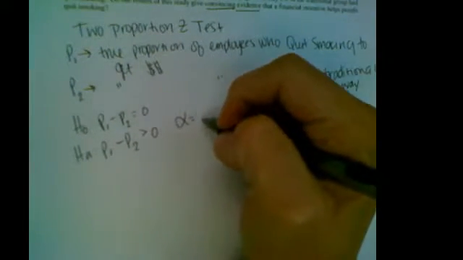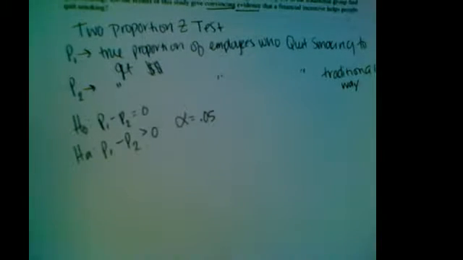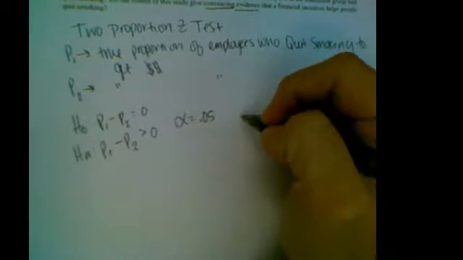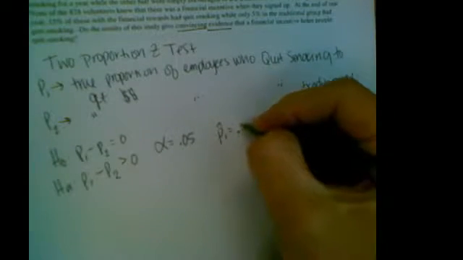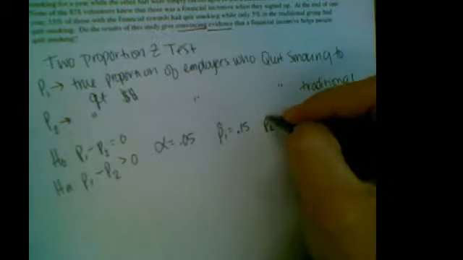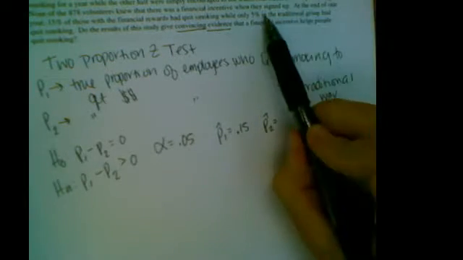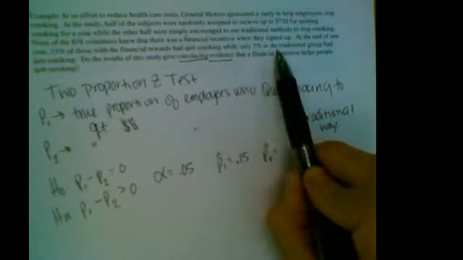Okay. Let's go ahead and write down what alpha is. They haven't given us one, so we are going to default to 0.05. Let's go ahead and write down what p hat sub 1 is. That was the employees who quit smoking for the money, and they gave us that up here in the problem, 15% with financial rewards. So that was 0.15. And p hat sub 2 was those who quit with the traditional way, and that was right here, only 5% in the traditional group, so that was 0.05.